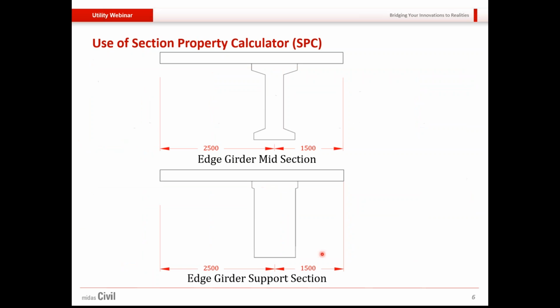This is the edge girder property alone. For the center girders, it would be 1500 on either side. But for the edge girder, it is 1500 on one side and 2500 on the other side. So for this section, the properties we would be getting would be using SPC.